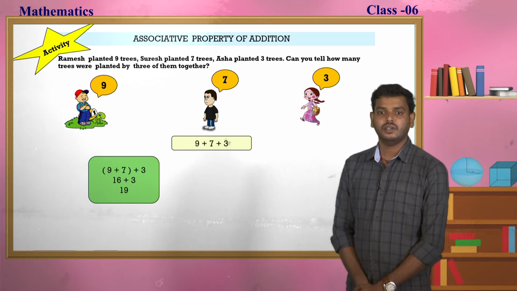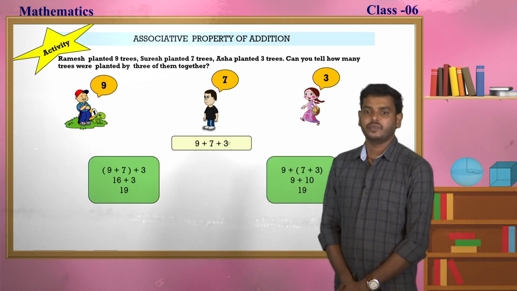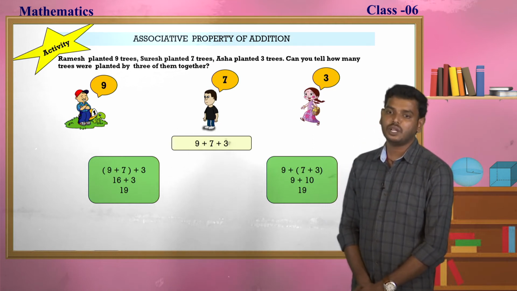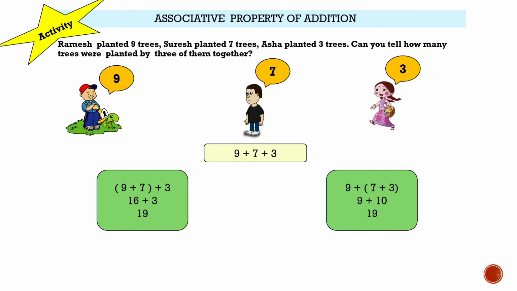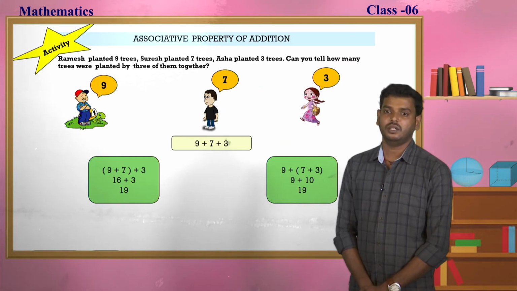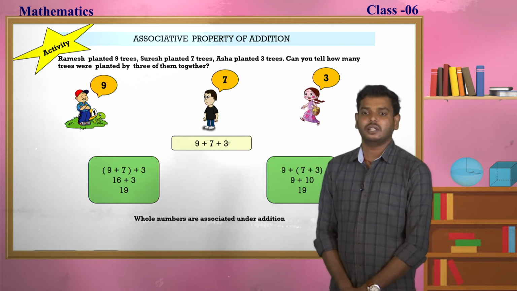So, 9 plus 7 gives you 16, plus 3, the solution is 19. And in another way, 9 plus 7 plus 3, here the last two numbers we will group and try to find the solution, that is 9 plus 7 plus 3, where 7 plus 3 is nothing but 10, which gives you 19. See, we can associate them and find the solution. So, hence here we can say that whole numbers are associative under addition.